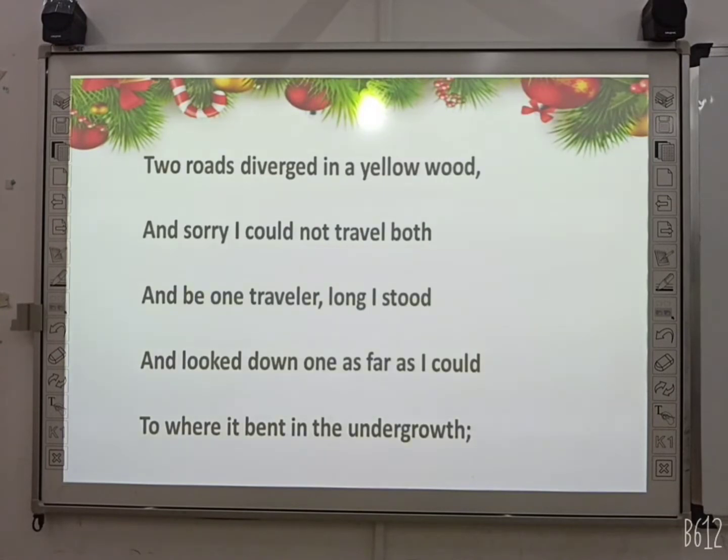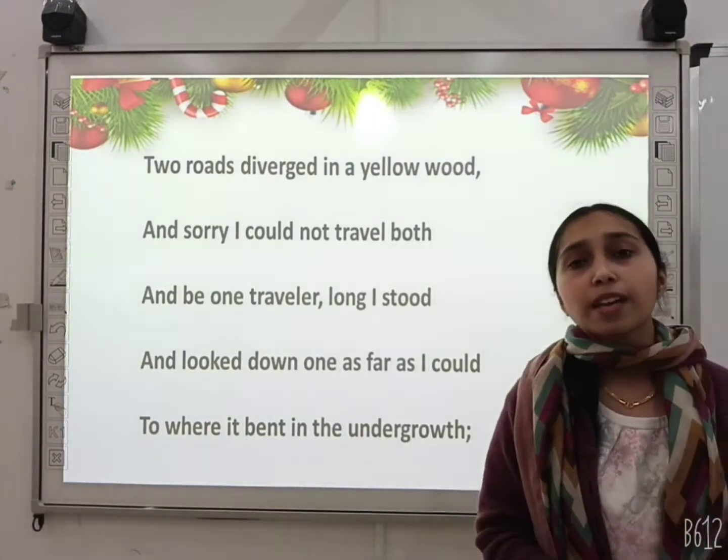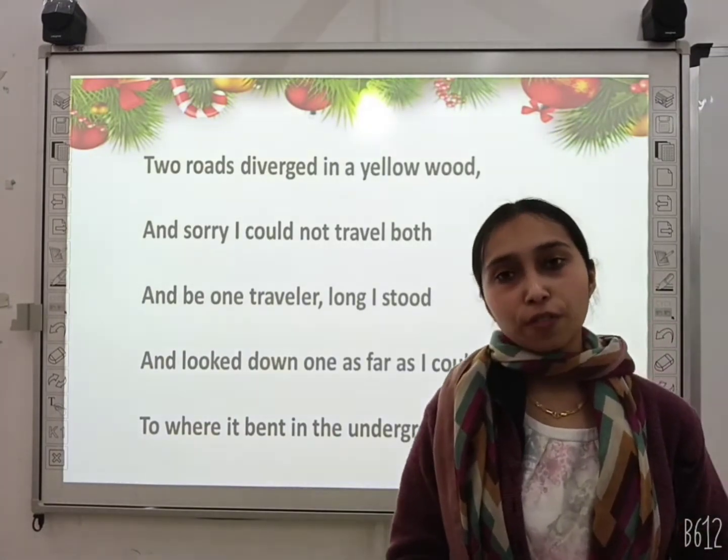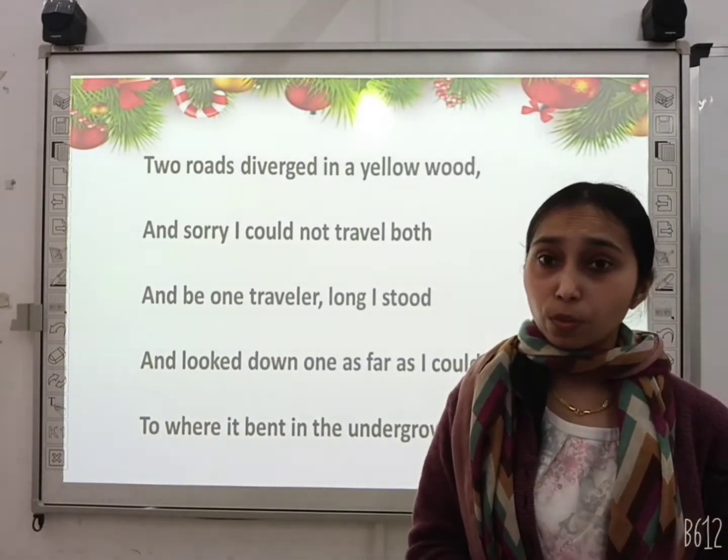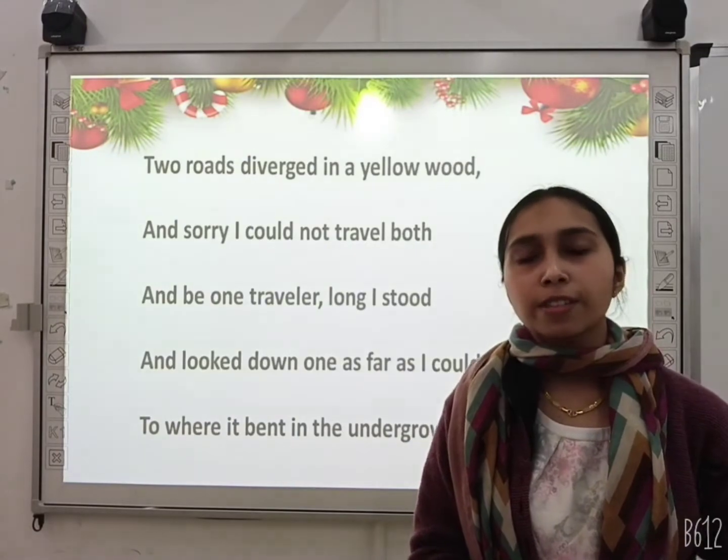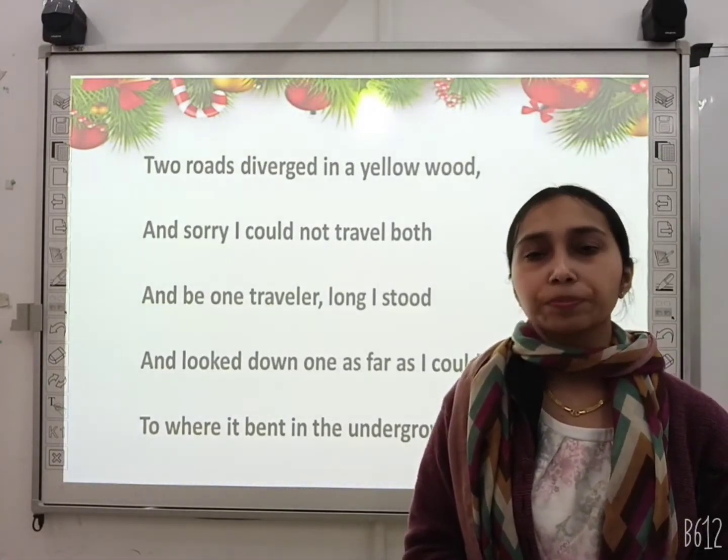It's not that the trees are painted yellow. It means the leaves of the trees have started turning yellow. In better words, it is the season of autumn. So yellow woods means the season of autumn.